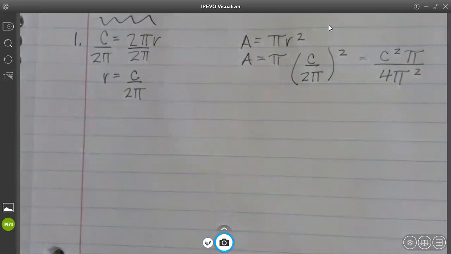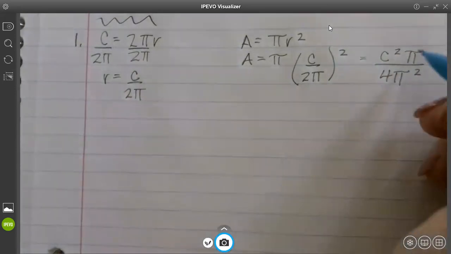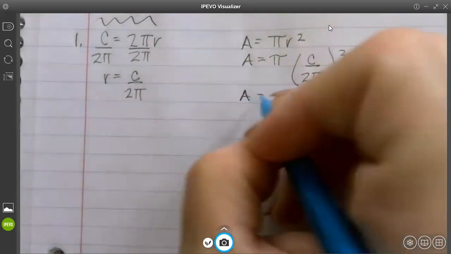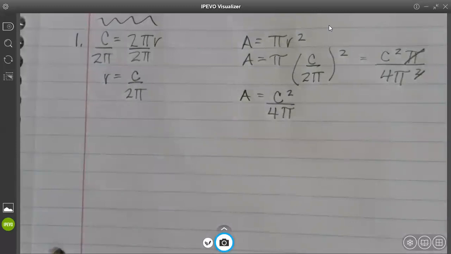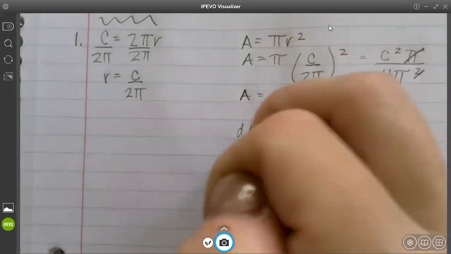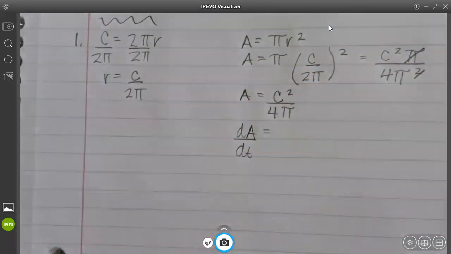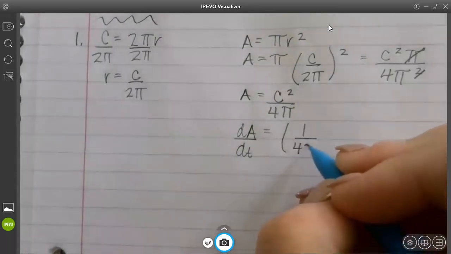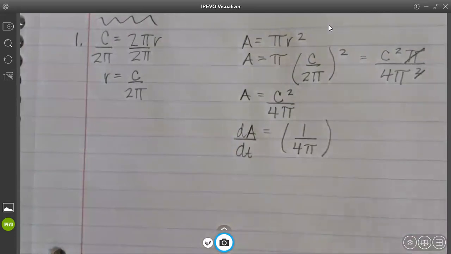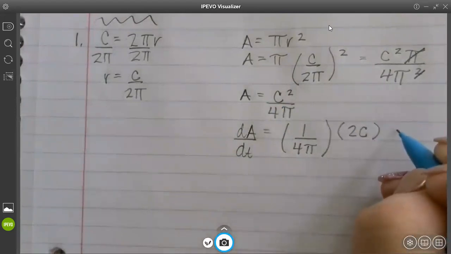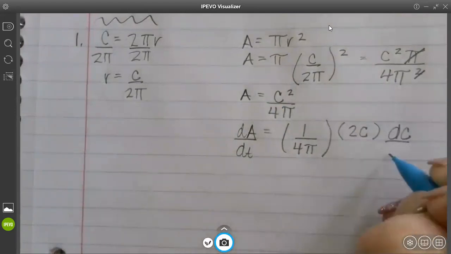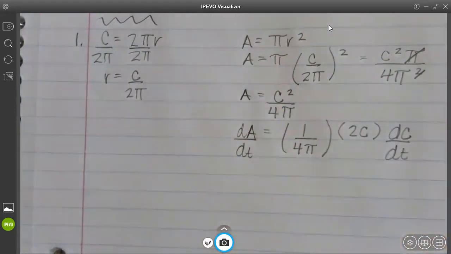What's going to happen right here? One of your pi's will cancel out. So the formula that you're looking at is c squared over 4 pi. What do I do to that formula? So we have dA over dt equals, your 1 over 4 pi can come out. Why? It's a constant. Derive c squared. What do I have to put? dC over dt, because we're doing it with respect to time.